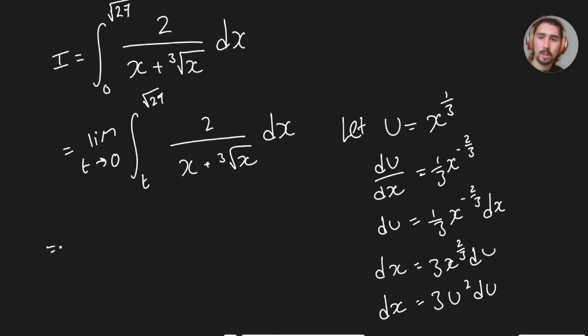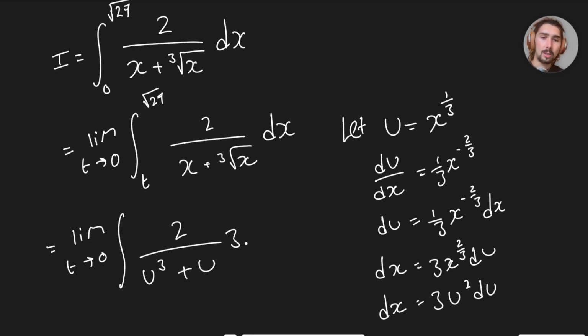So let's rewrite this. So we've got our limit as t goes to 0 of the integral, and we'll do the limits in a second, but let's do the actual integral here. So we've got 2 over x is going to be u cubed, if that makes sense. We've got the cube root of x here, that's just u, that's how we defined it, and dx is just going to be 3u squared du, so 3u squared du, just like that. Now you can see that we can do a bit of cancelling, a bit of simplifying here.